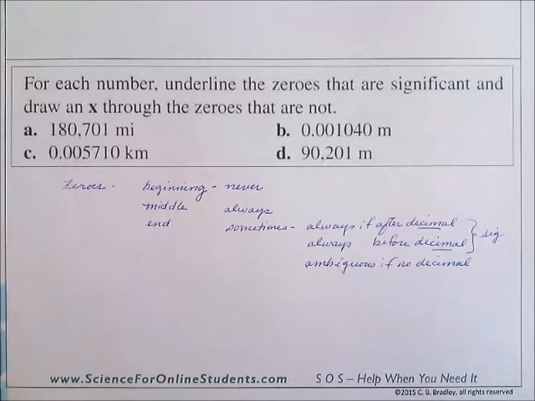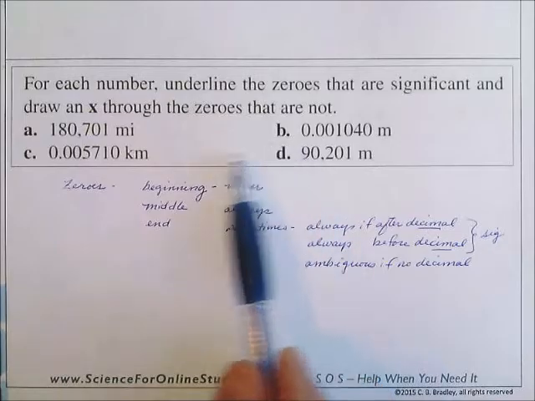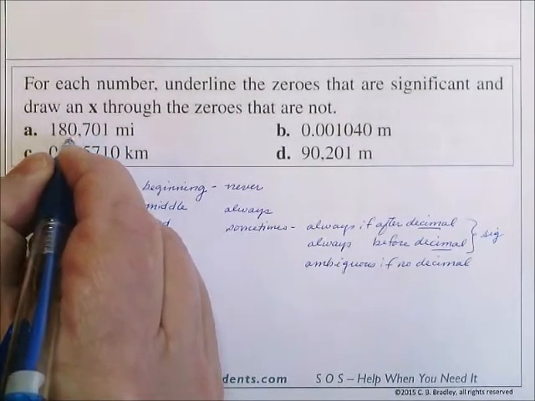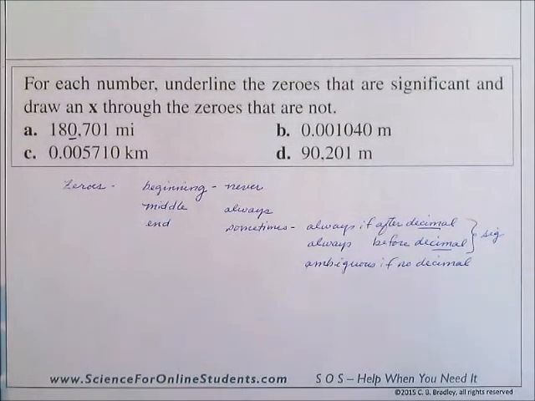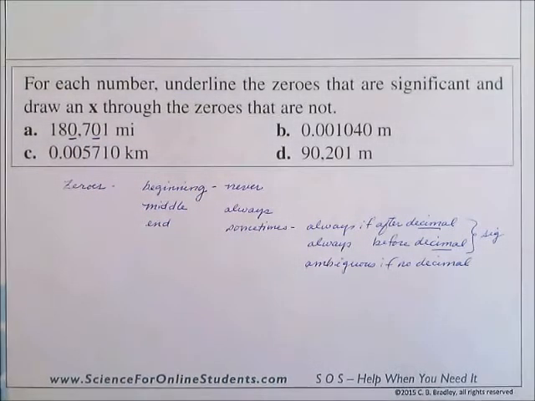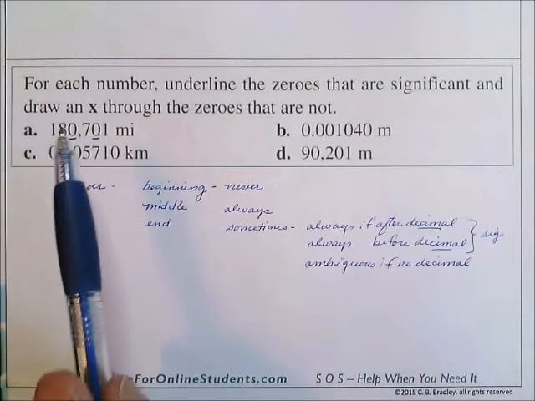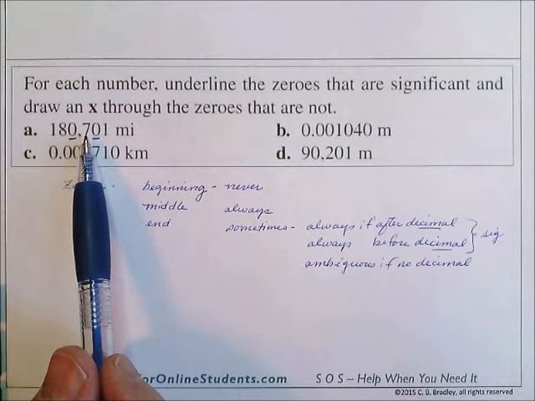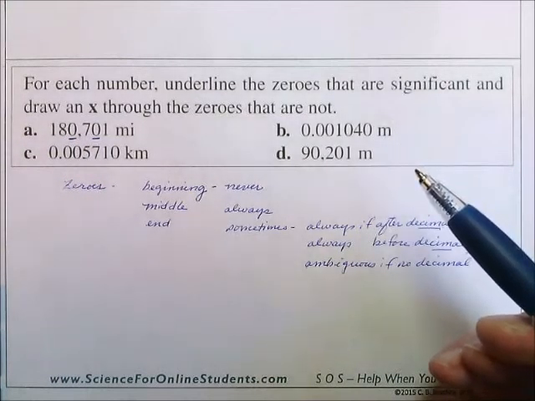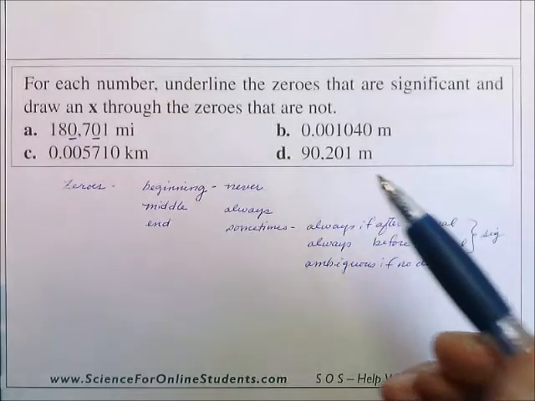Okay, and we don't have one of these final circumstances in any of the problems up here. All right, underline the zeros that are significant. This zero, being an interior or middle zero, is significant. This one also. This comma is just a place separator between thousands and millions. Okay, or hundreds and thousands.